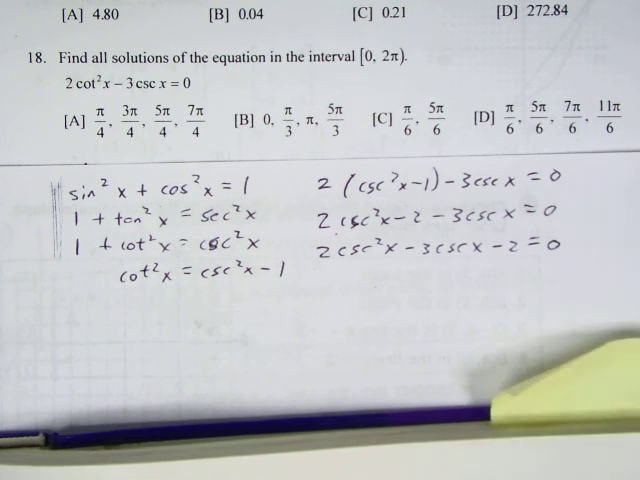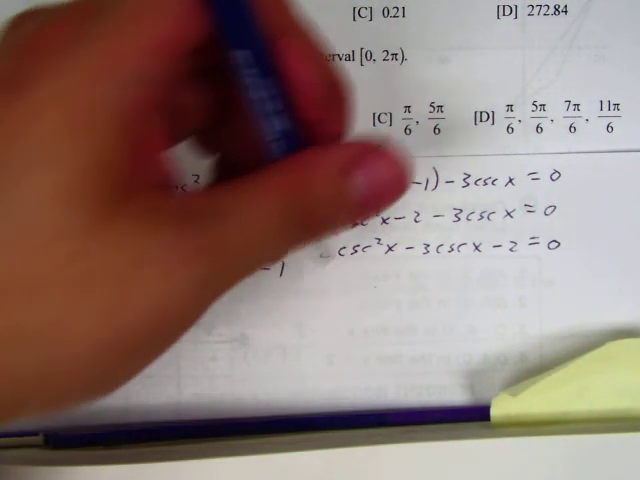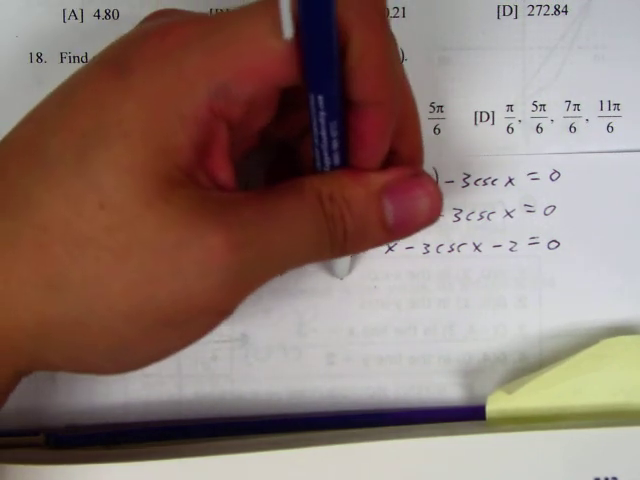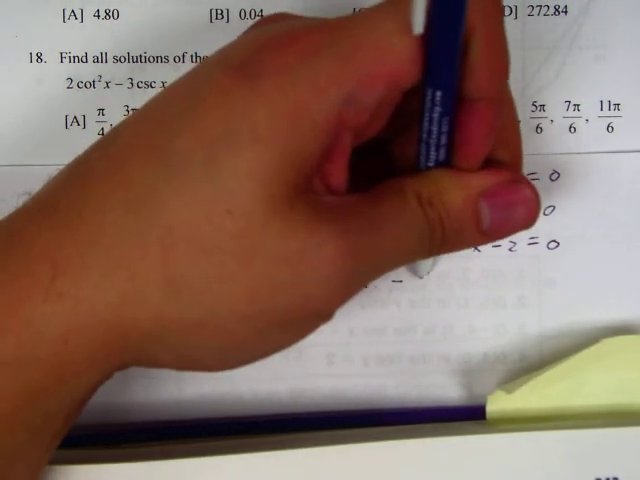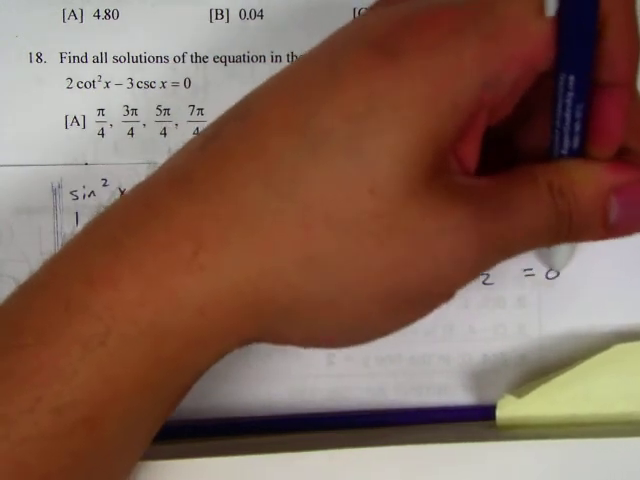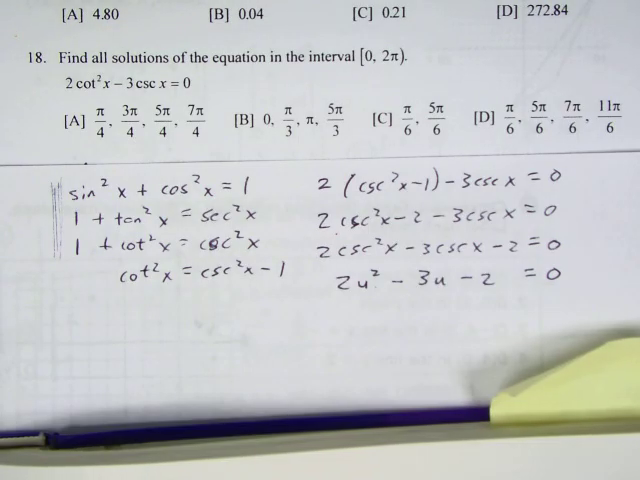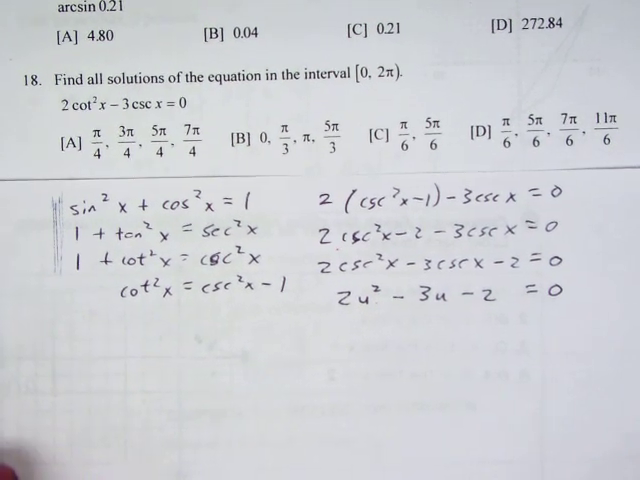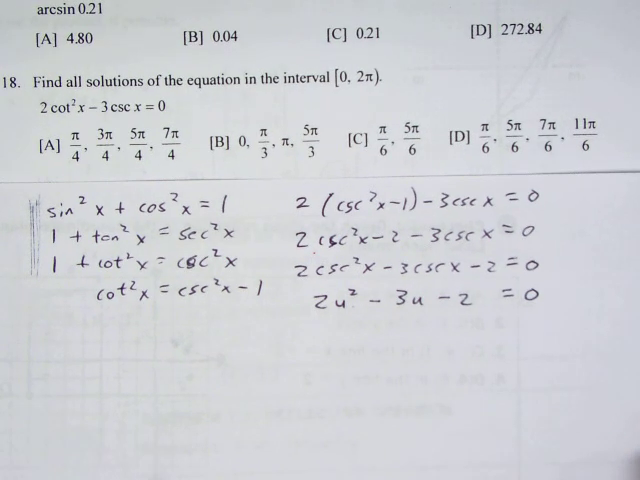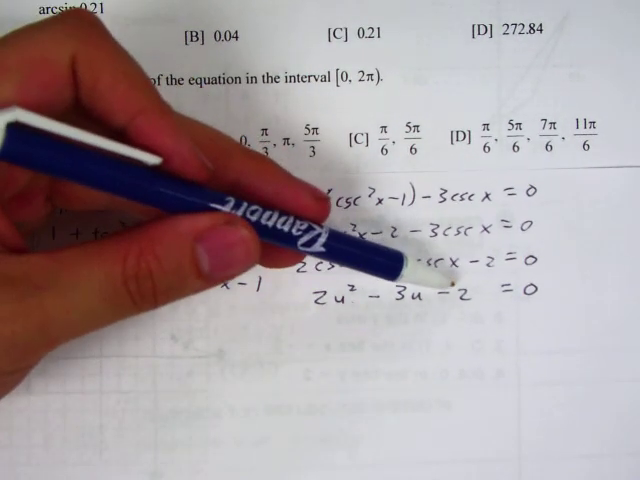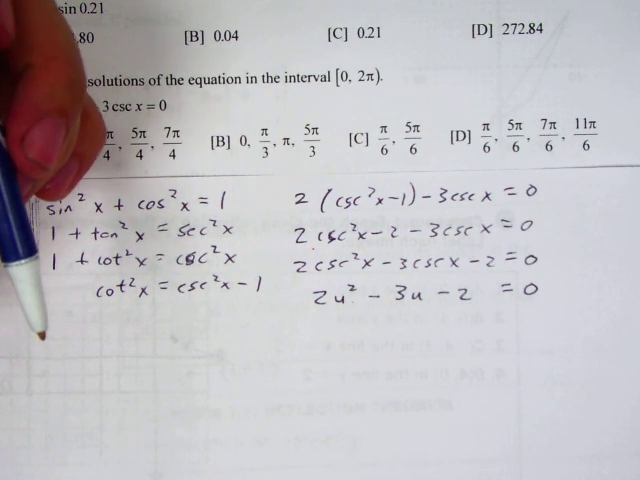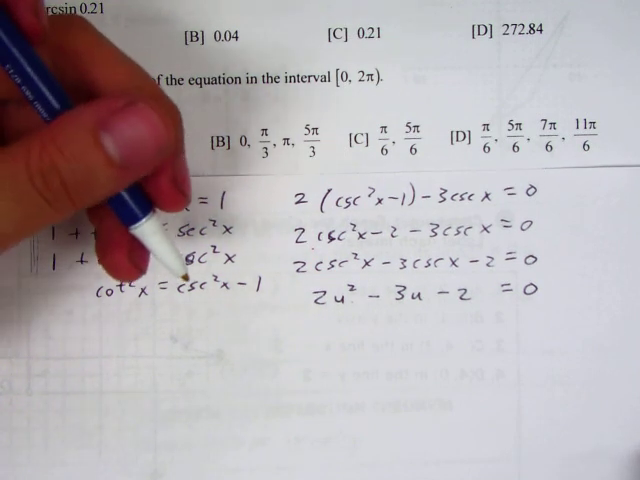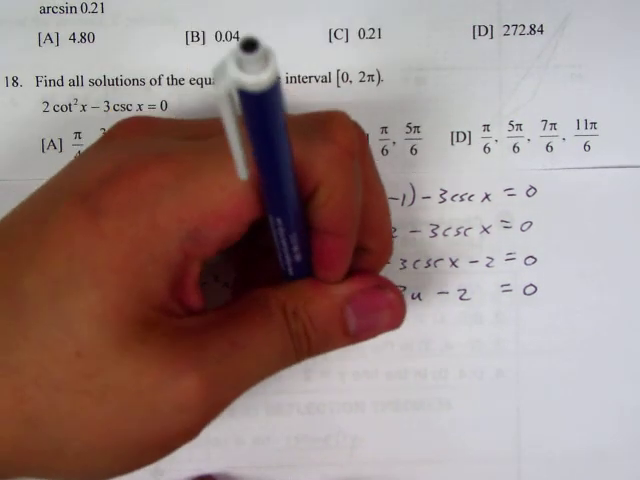You need to be able to set it up correctly, just as I have done right there. You need to notice that this is a quadratic equation. So if you want, you can let u equal cosecant x. So you have 2u squared minus 3u minus 2 equals 0. Now you need to factor this, however you like to factor. We can use the AC method here. What two numbers multiply to get -4 and add to get -3? It's -4 and 1. So we're going to split the middle term.